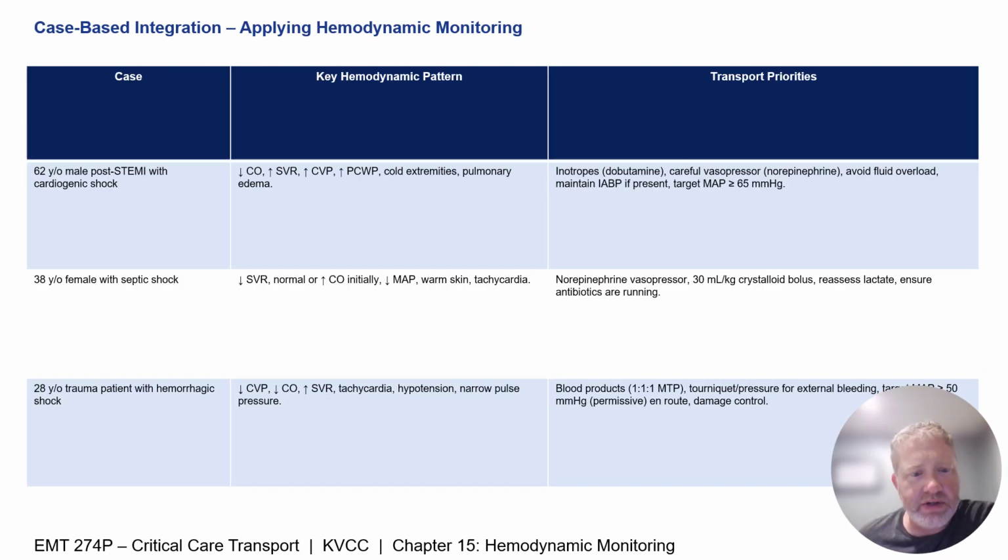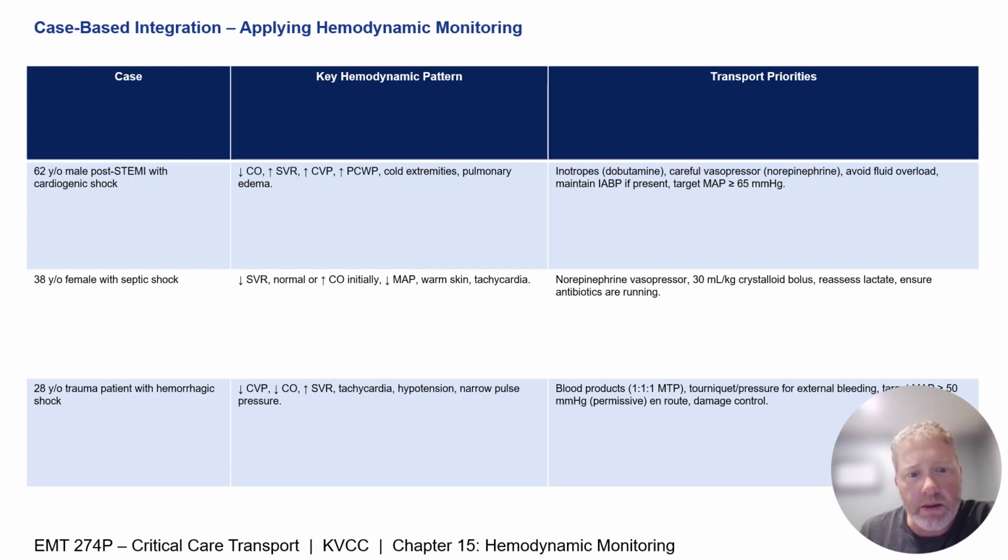Let's take all of this dense information and wrap it into 3 different cases, so you can hopefully get a picture of what it'll look like and what you should do. So let's start with the first one. We've got a 62-year-old male post-STEMI with cardiogenic shock.